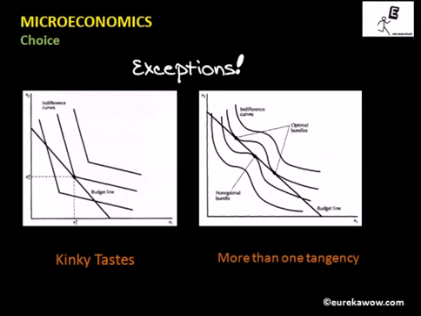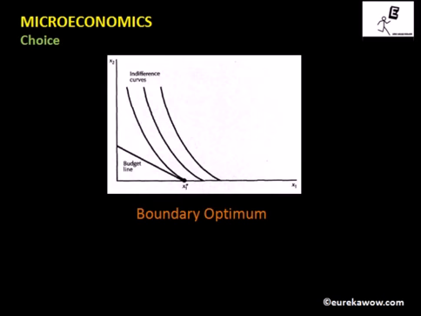Now we will look into another case where we get a boundary as our optimum point. So we have the indifference curves given. These are the indifference curves. This is the budget line. Now as you can see, the indifference curves are such that we get this as our point of optimality, because this is the point which is within the budget constraint and it lies on the highest indifference curve.